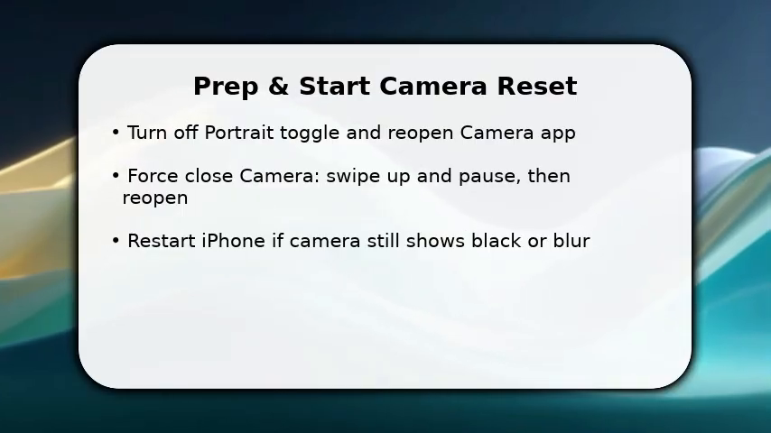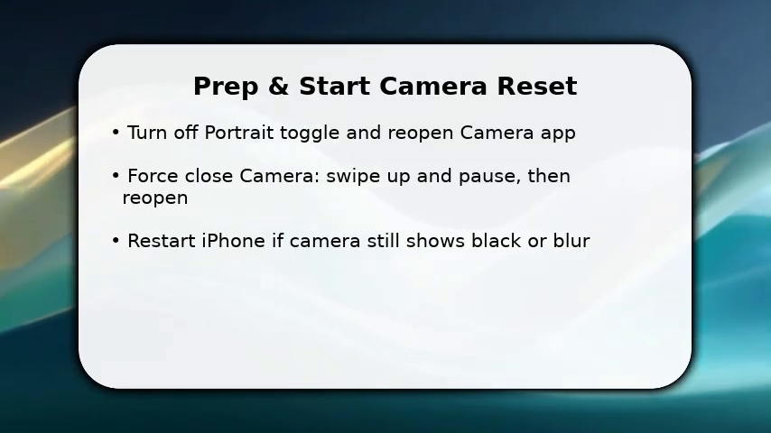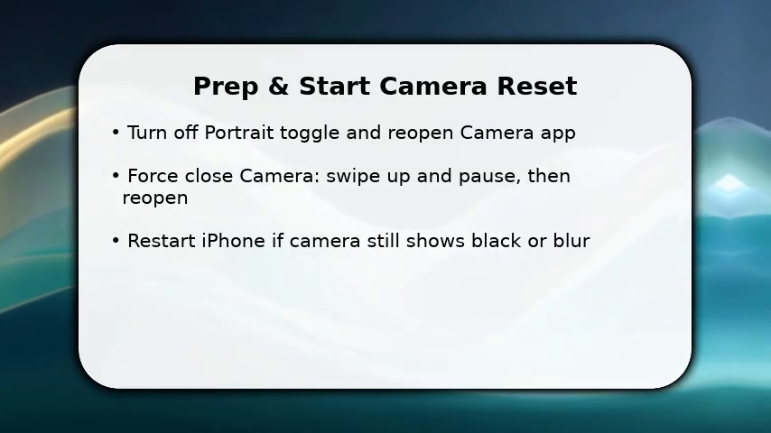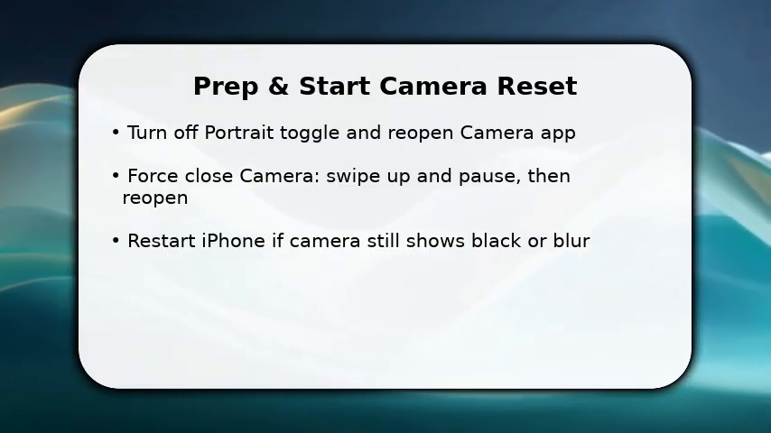You're starting with the essentials. Close the camera and clear temporary glitches. First, turn portrait mode off, then force close the camera app by swiping up and pausing. Once done, reopen the camera and test in good light. This often resets the depth system.